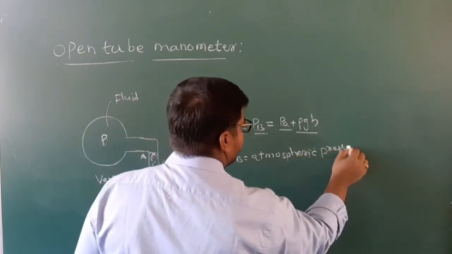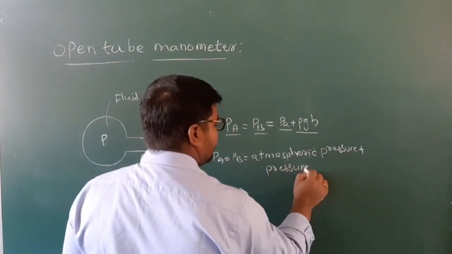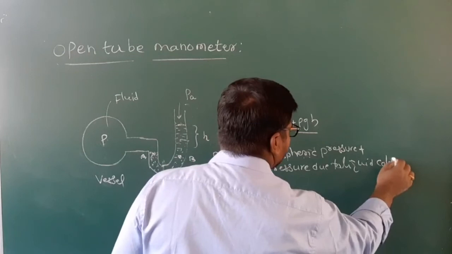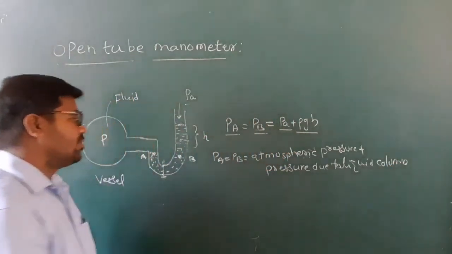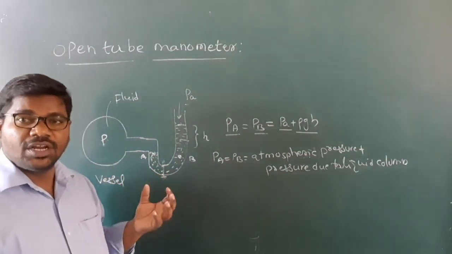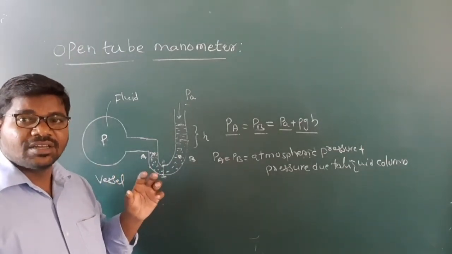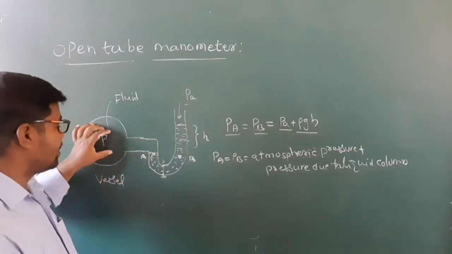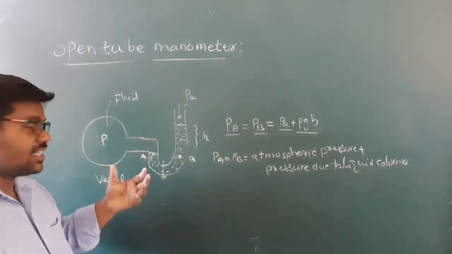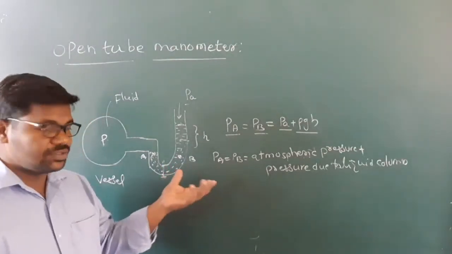PA is equal to PB is equal to atmospheric pressure plus pressure due to liquid column. Understand, my children? By using the vessel, we can fill it with any fluid, whose liquid pressure we have to find. So that fluid we take in this vessel. Finally, we need to find how much pressure is exerted by the fluid.